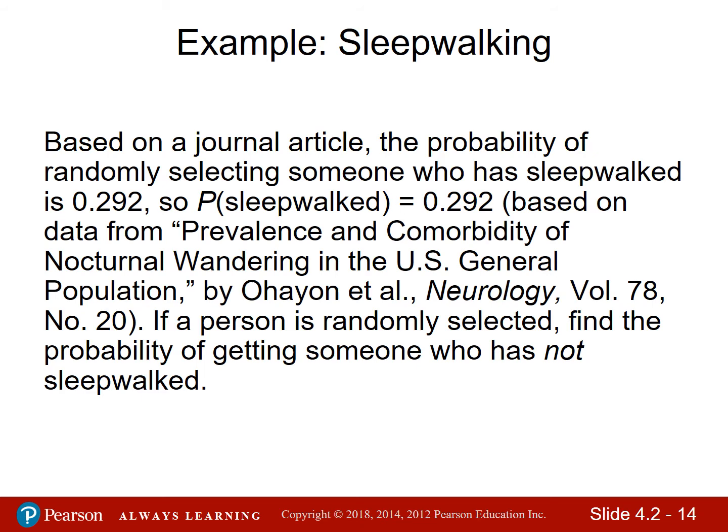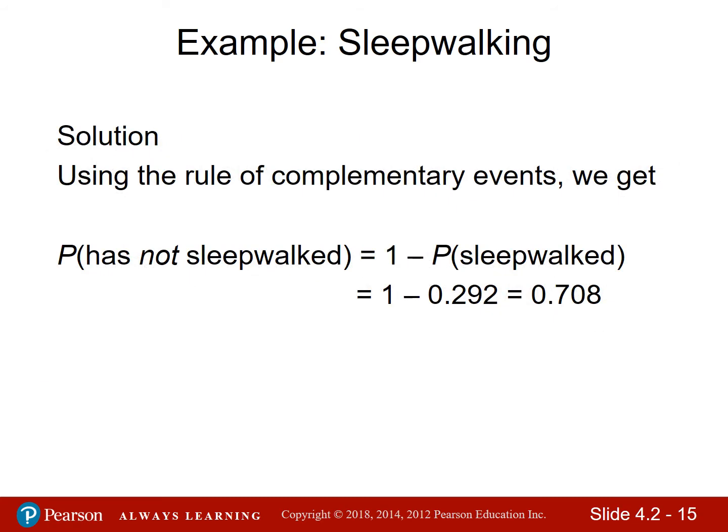Remember, the probability of sleepwalk is 0.292. So now the question is to find the probability of getting someone who has not sleepwalked. These are complementary events: sleepwalk, not sleepwalk. Because we know P of sleepwalk is 0.292, you just do 1 minus 0.292, which is 0.7708. So this is 3 significant digits, 3 digits after the point.